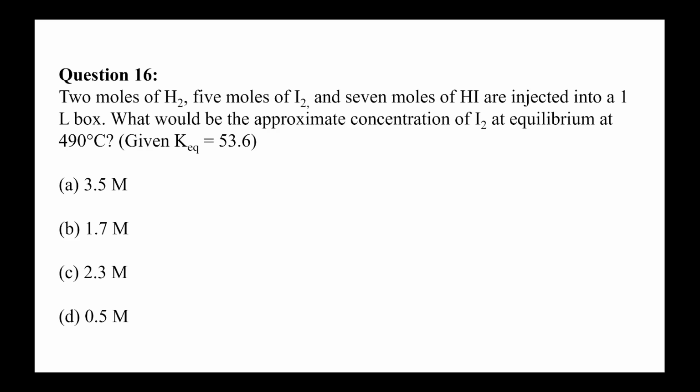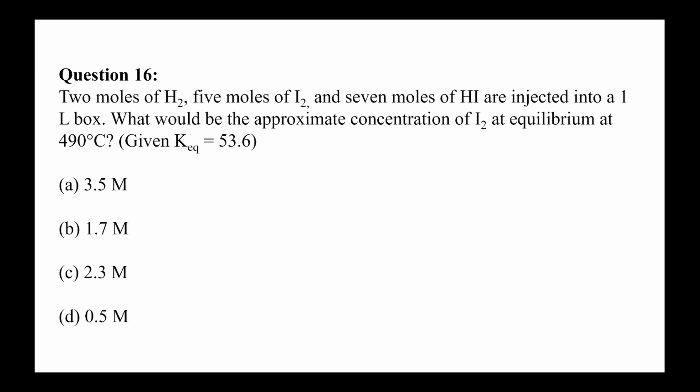2 moles of H2, 5 moles of I2 and 7 moles of HI are injected into a 1 liter box. What would be the approximate concentration of I2 at equilibrium at 490 degrees Celsius? K equilibrium is already given. So equilibrium constant is given as 53.6.